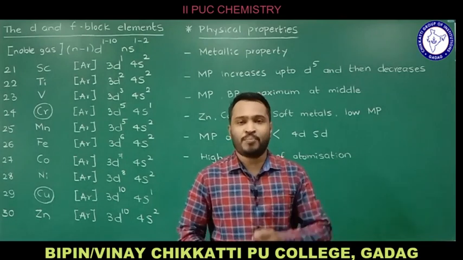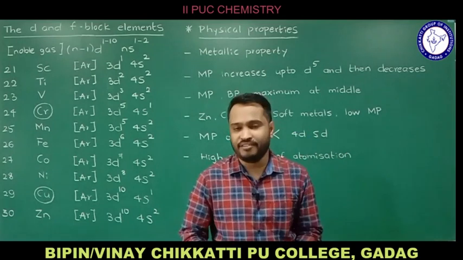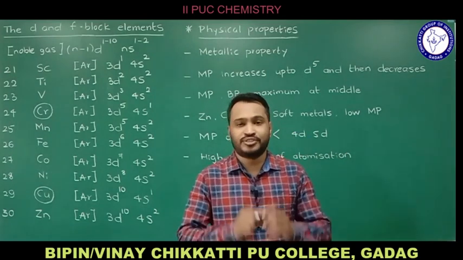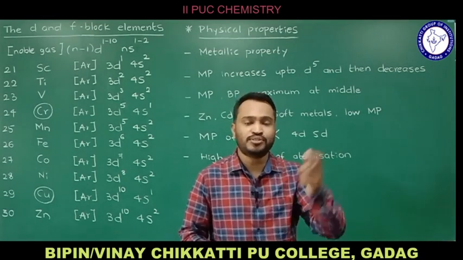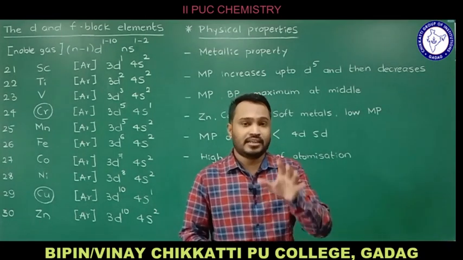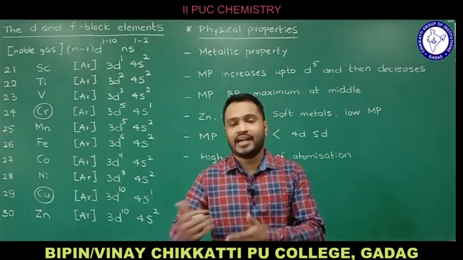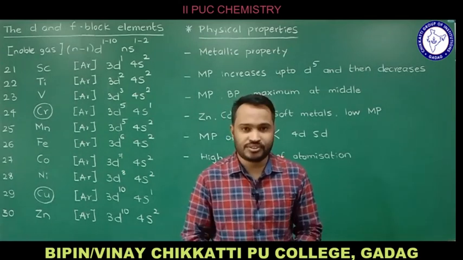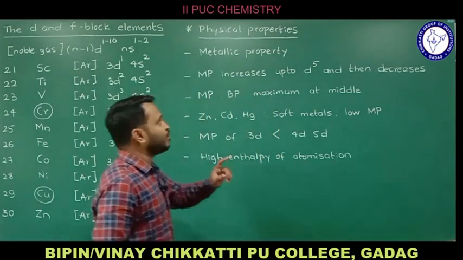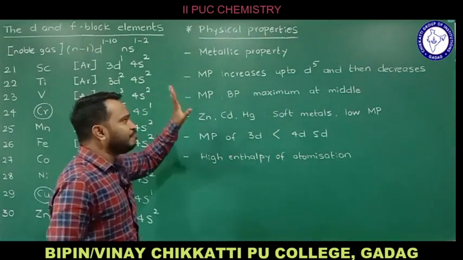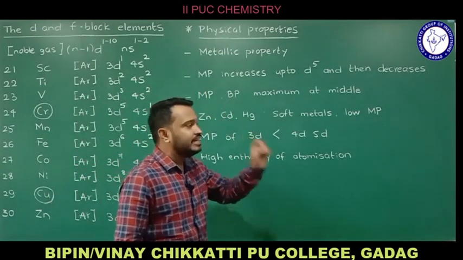What is the main property that makes an element show metallic behavior? The main reason for this metallic behavior is that metals have a tendency to lose electrons. Since the transition elements have the capacity to lose electrons to form cations, these elements have metallic character, I can say. The next physical property, as I mentioned, is that the melting point increases up to d5 configuration and then decreases.